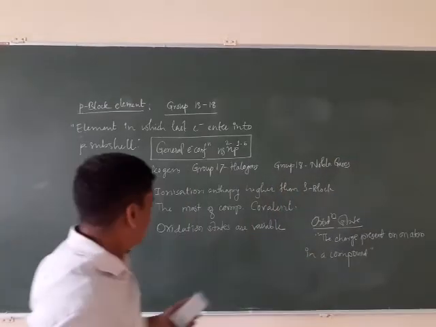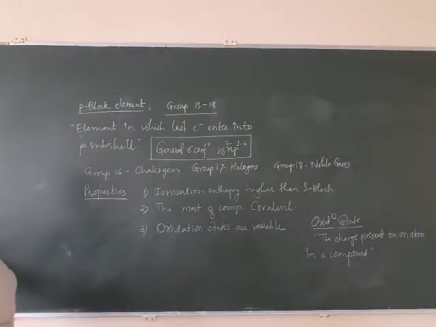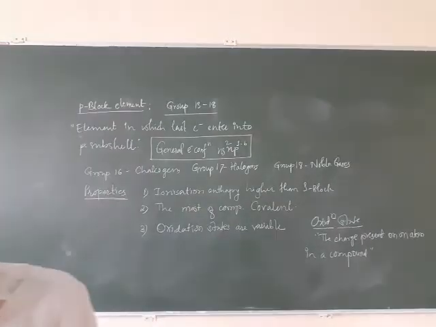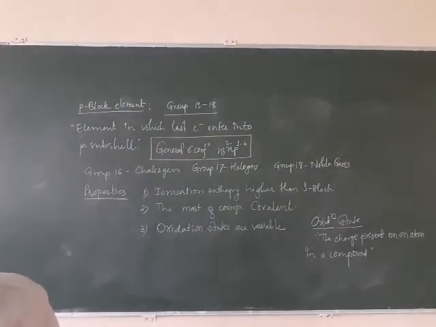The p block elements show variable oxidation states. What is meant by variable? Variable means they show more than one oxidation state. They may show +1, +2, +3 like that, or -1, -2, -3, -4 like that. A single element shows more than one oxidation state.